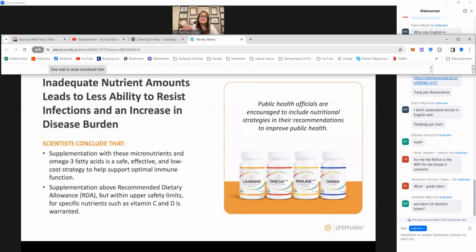The conclusion is that when you don't have enough nutrients in your body in the form of minerals and vitamins, you will not be able to resist disease and infection, and you will be carrying the load of disease. So supplementation with these micronutrients and omega-3 fatty acids is safe and effective. The cost is low also, and it also satisfies the RDA, right?